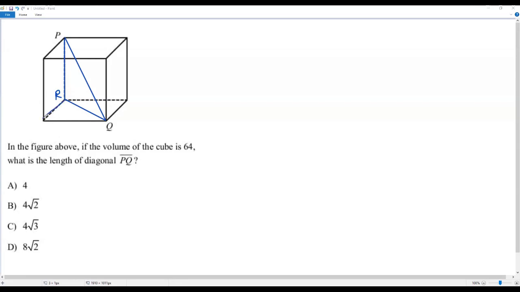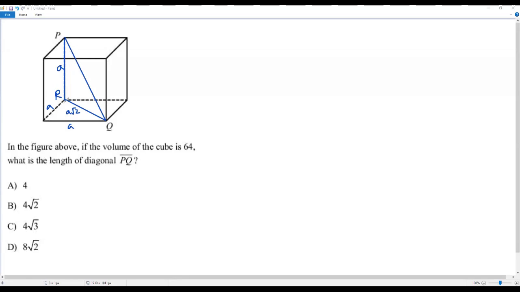And since we have a square at the base, we can assume the length of each side as A. Here it's A, here it's A. So since it's a 45, 45, 90 triangle, the length of the hypotenuse has to be A times the square root of 2. And we know that the length of PR is also A because it's a cube and the length of each edge has to be the same.